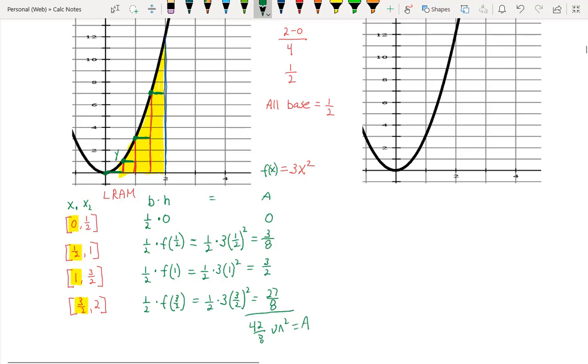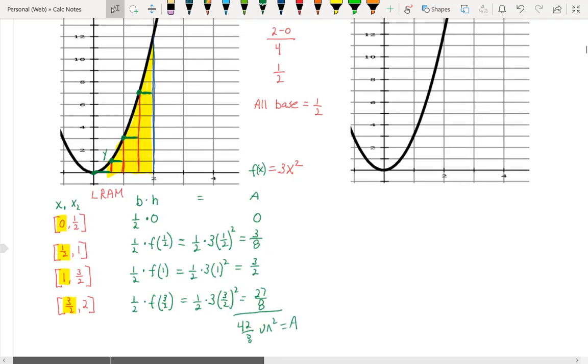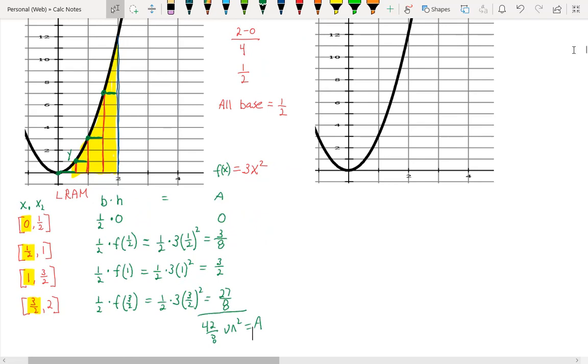We're going to do RRAM on the next side. Let me slide over a little bit here. And we'll do some RRAM on this side. RRAM means we're using, again, the same intervals. So I'm going to draw these out here again. We're using this interval, this interval, again, this interval.